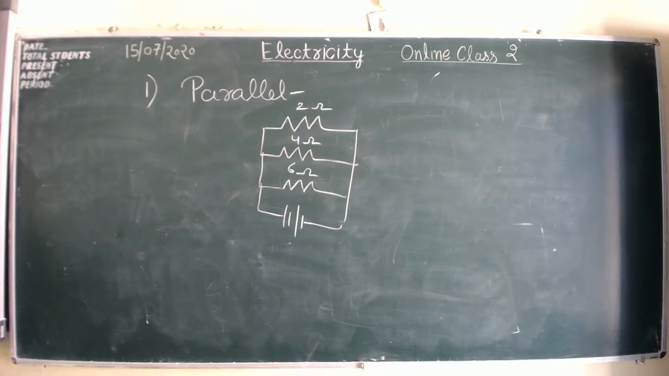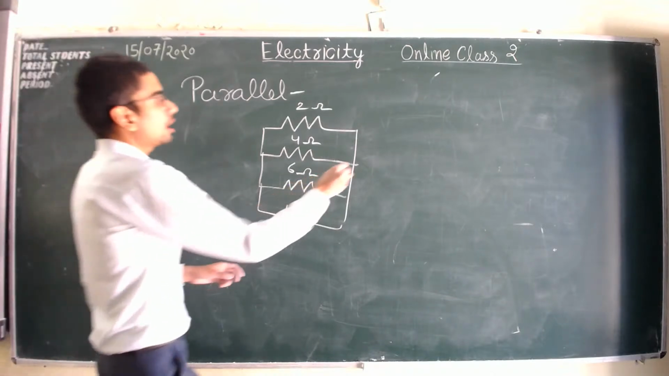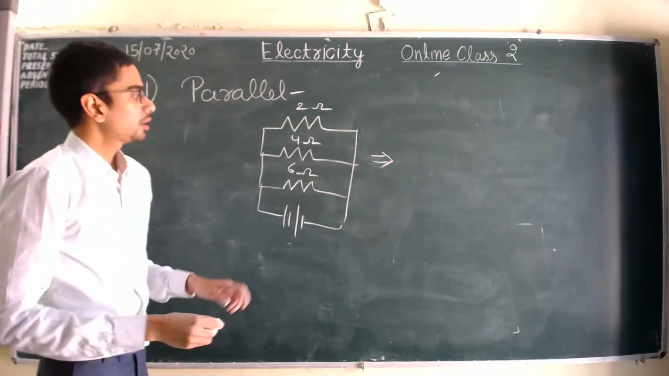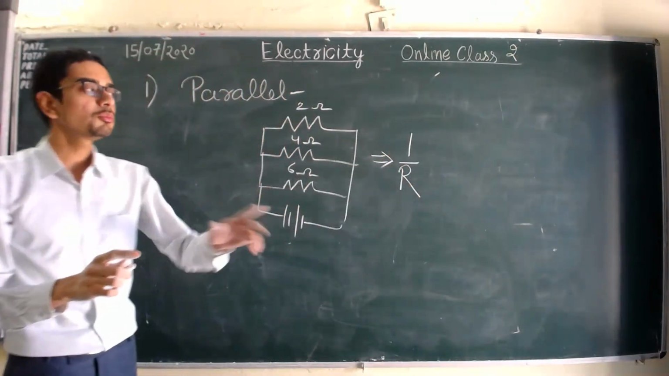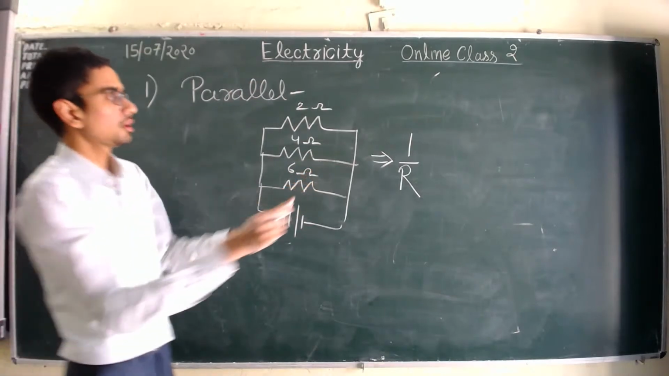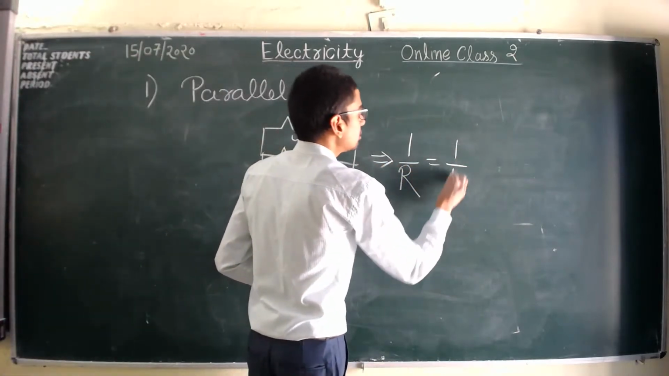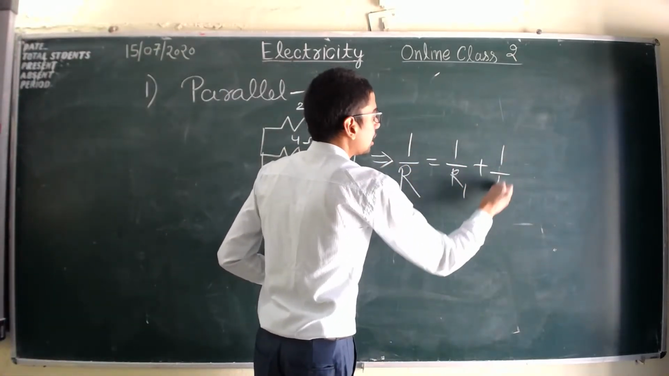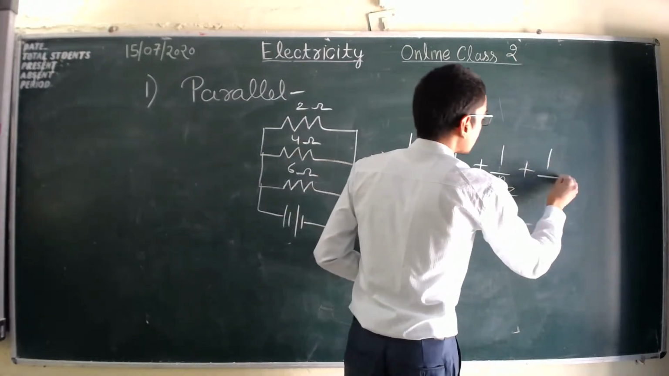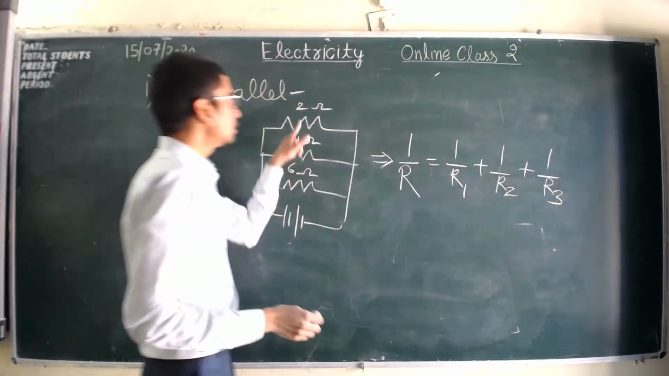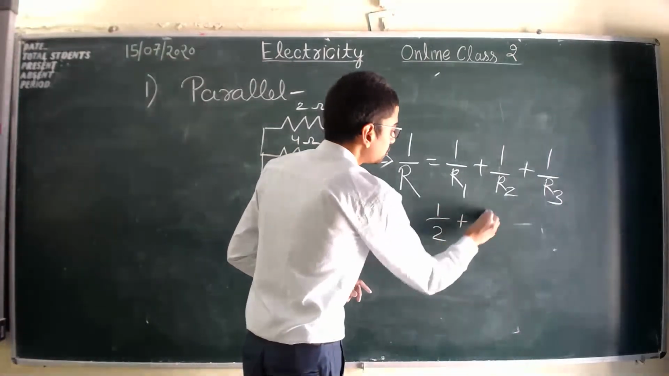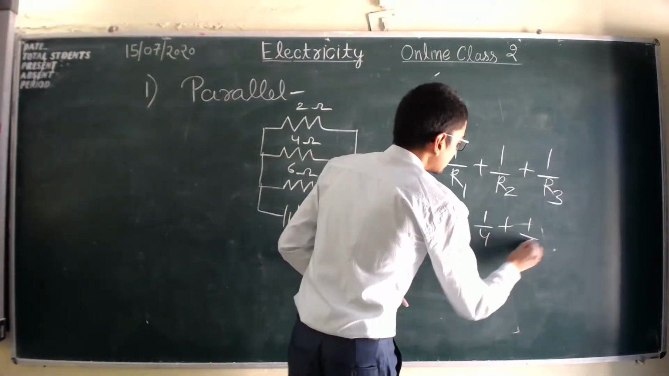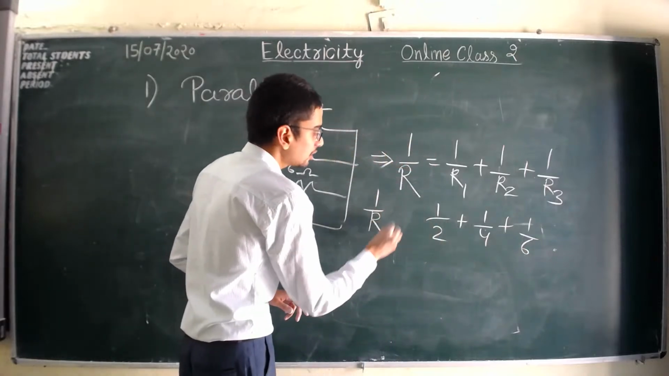Anmol Sahu has already written. But how can we find out? We have to find out 1 by R first, because the formula has 1 by R. 1 by R1 plus 1 by R2 plus 1 by R3. Simply put the values: 1 by 2 plus 1 by 4 plus 1 by 6. Keep 1 by R as it is.